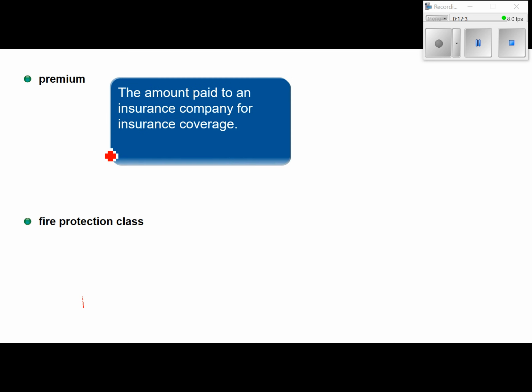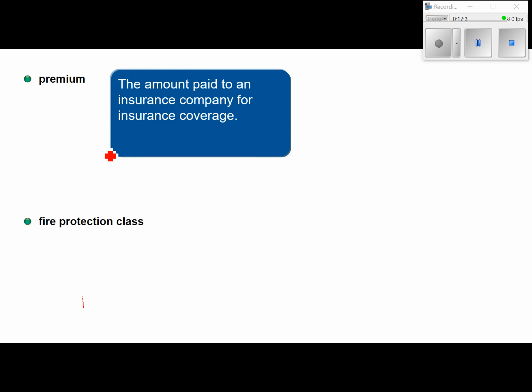A premium is the amount that you pay to an insurance company for the insurance coverage.